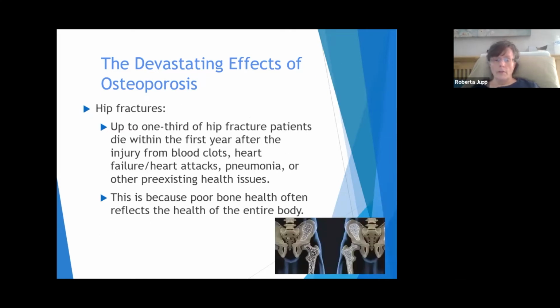Up to 1/3 of hip fracture patients die within the first year because it immobilizes people. They can't move, and so they develop blood clots. They have heart failure, heart issues. They develop pneumonia. Anything pre-existing might get worse because they are not able to move around and walk, at least for a long time. And a lot of times the poor bone health, if they do have a hip fracture, indicates that the rest of the body might not be as healthy as well.